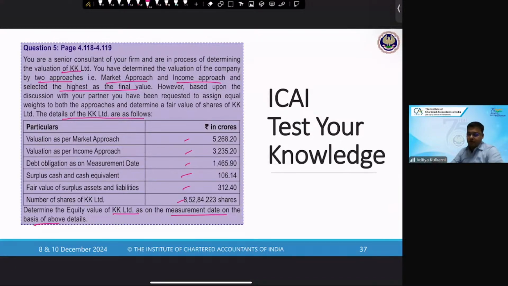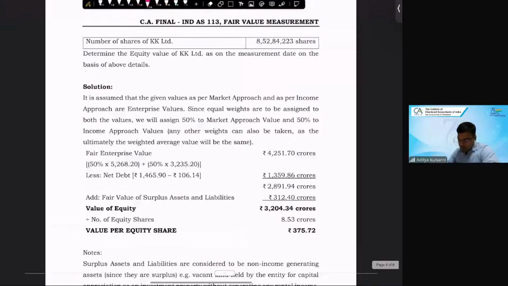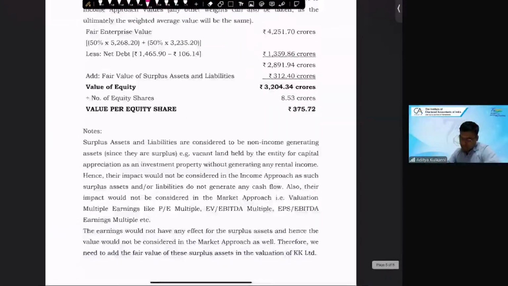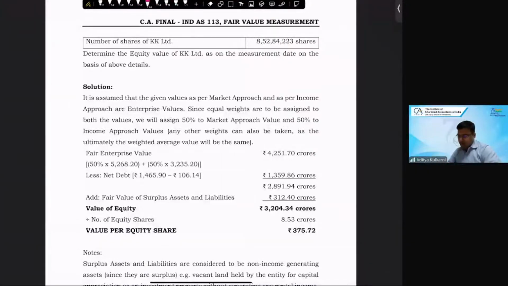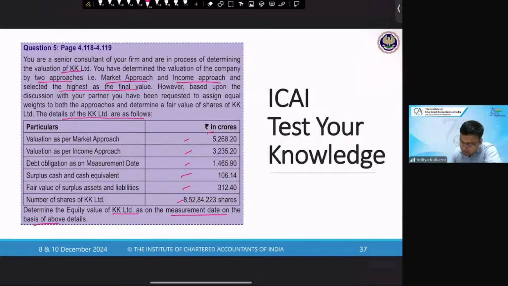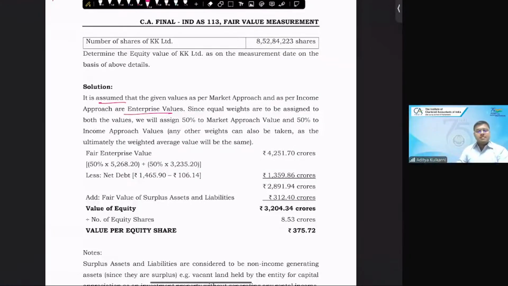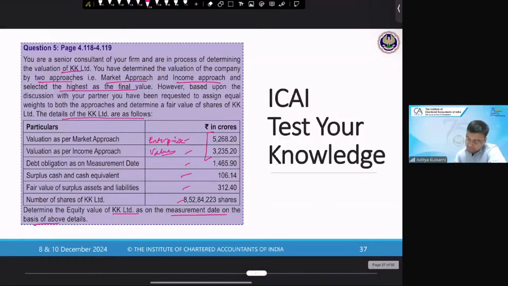Okay. So now let us look at the solution. Now, the given values, it is assumed that they are enterprise values. That means we are assuming that these two are enterprise values. Are we okay with this assumption? Yes? Acha. Then what they have said?